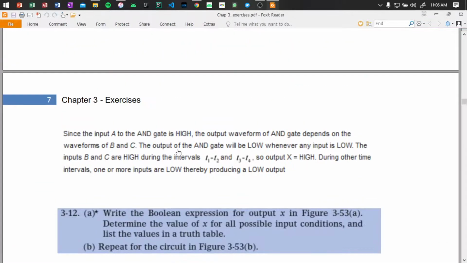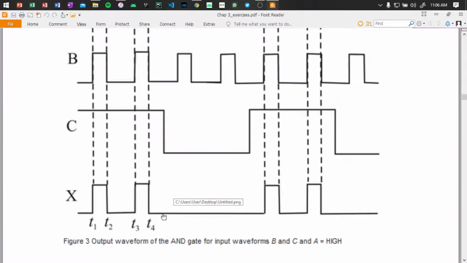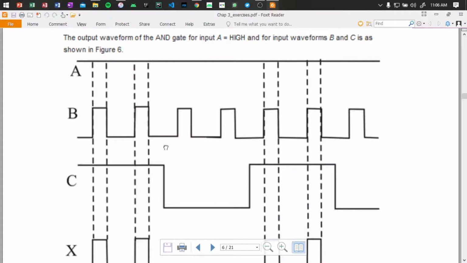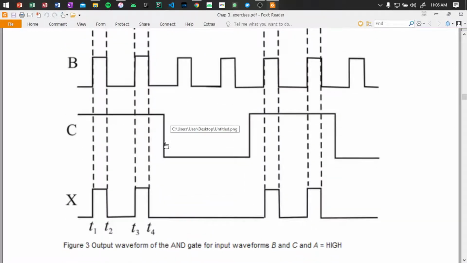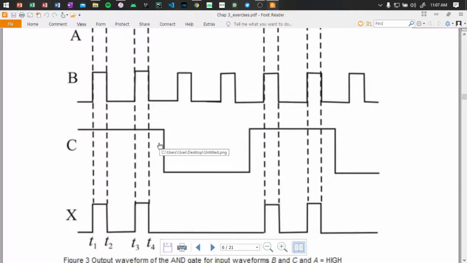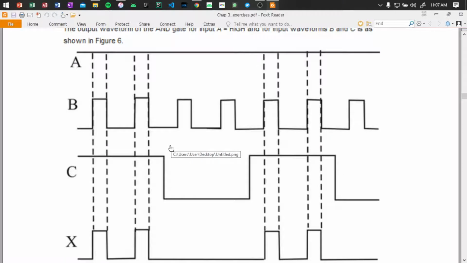Perfect. You really understand that, I guess. So the X would be 0, 1, 0, 0, 1, 0, 0, 0, 1, 0, 0, 1, 0, 0. Yes, of course.